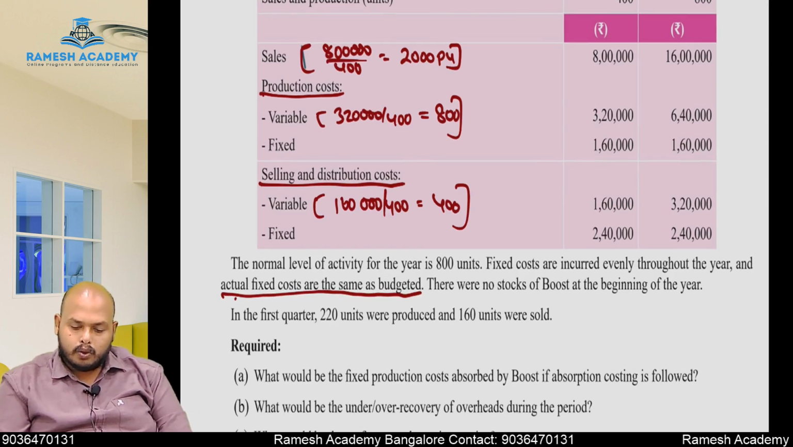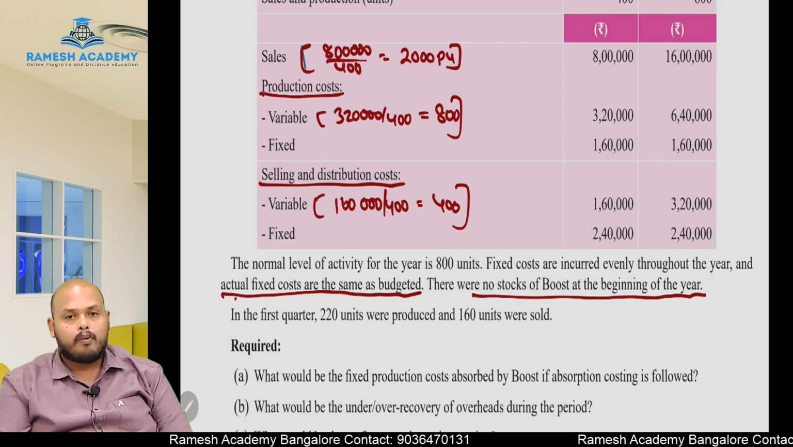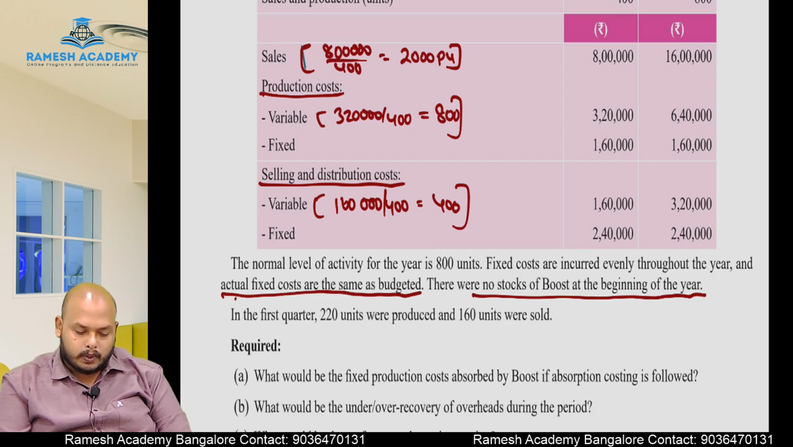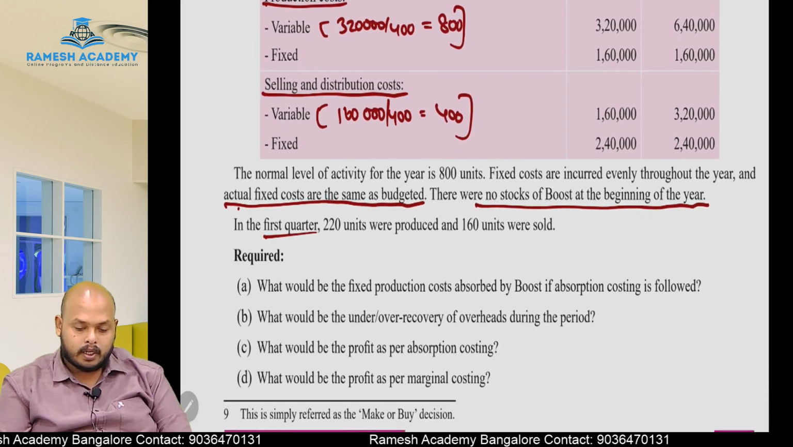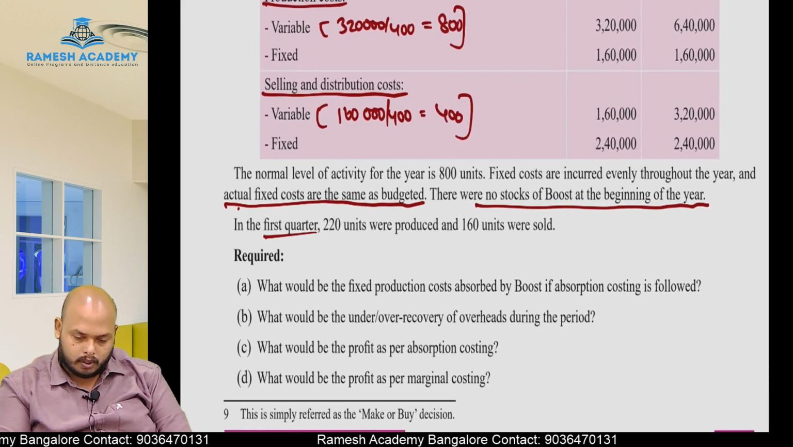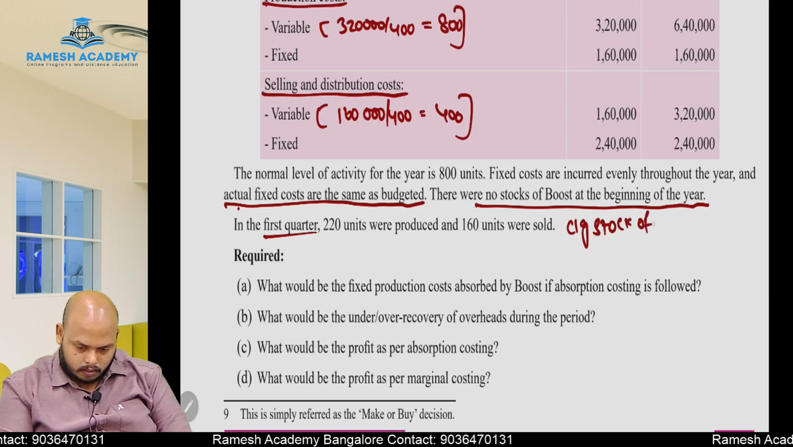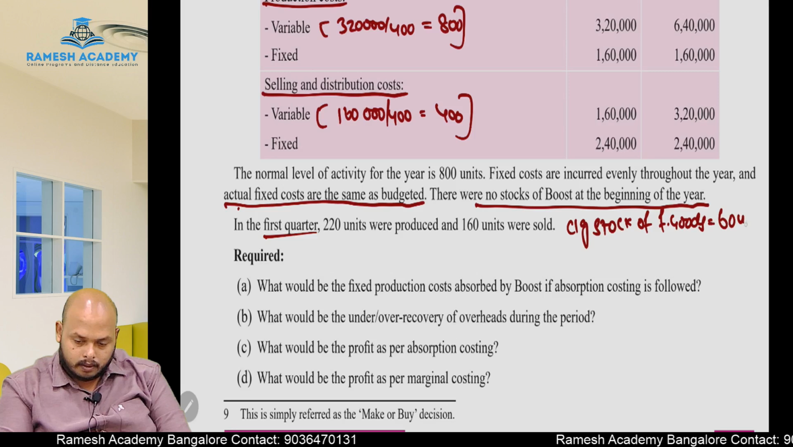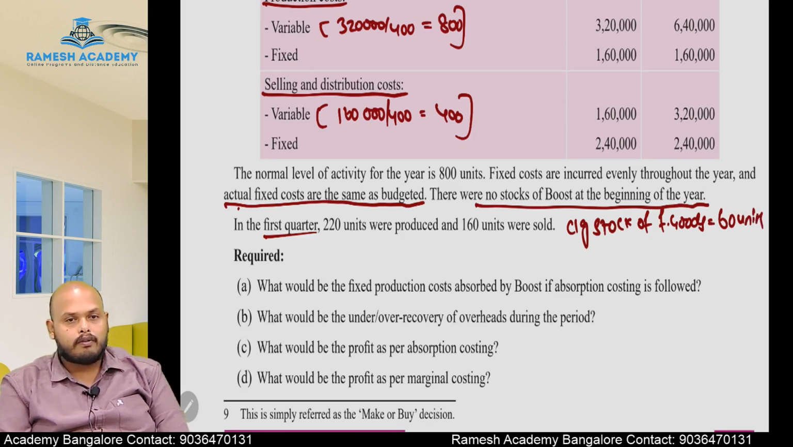There were no stocks of Boost at the beginning of the year, which means the opening stock of finished goods is 0. In the first quarter, 220 units were produced and 160 units were sold. So the closing stock of finished goods is 220 minus 160, that is 60 units.